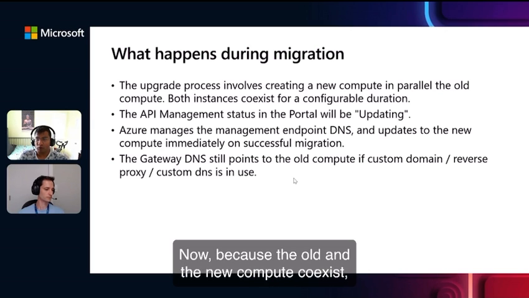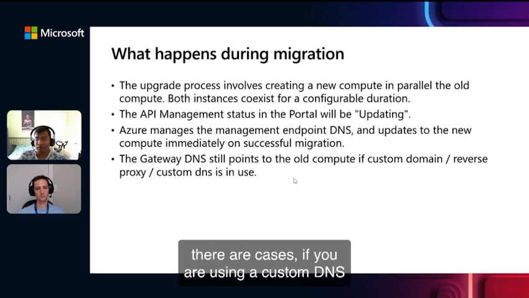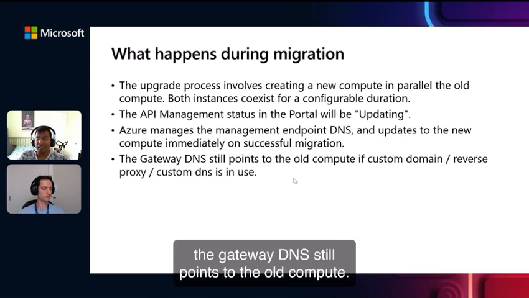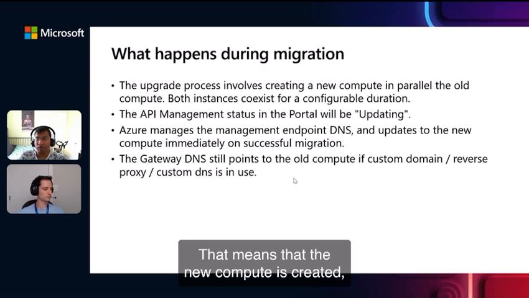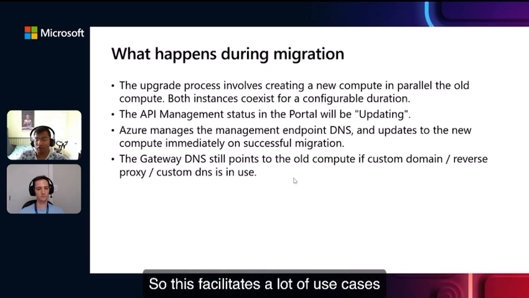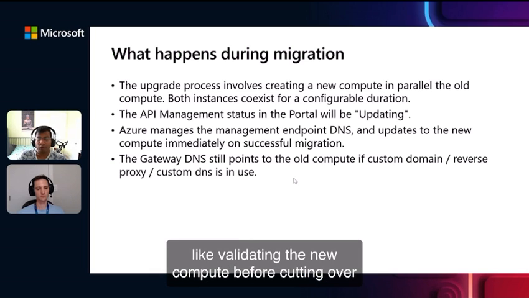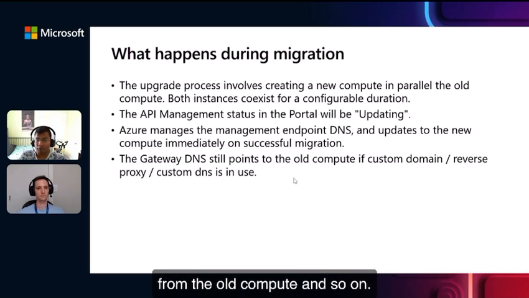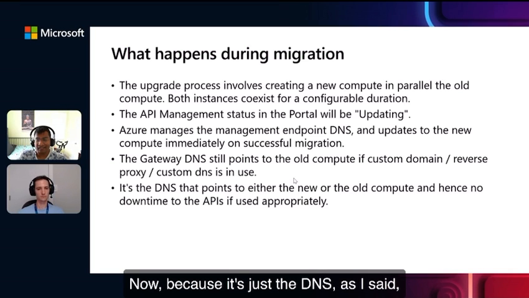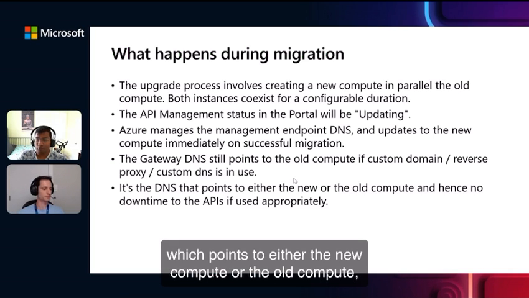Now, because the old and the new compute coexist, if you are using a custom DNS, a custom domain, or a reverse proxy, the gateway DNS still points to the old compute. That means that the new compute is created, but it is not actively receiving traffic. So this facilitates a lot of use cases, like validating the new compute before cutting over from the old compute and so on. It's just the DNS, as I said, which points to either the new compute or the old compute.